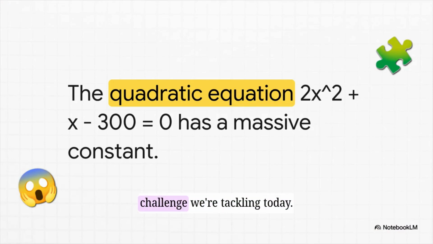So here's the actual challenge we're tackling today. 2x squared plus x minus 300 equals 0. Now, if you're looking at this and cringing a bit, I totally get it. It looks intimidating right out of the gate. Why? Well, we've got this absolutely massive constant at the end, negative 300. And to make things even trickier, we have a leading coefficient of 2. It's not just your friendly, clean x squared. That 2 kind of changes the entire landscape of how we need to approach factoring.